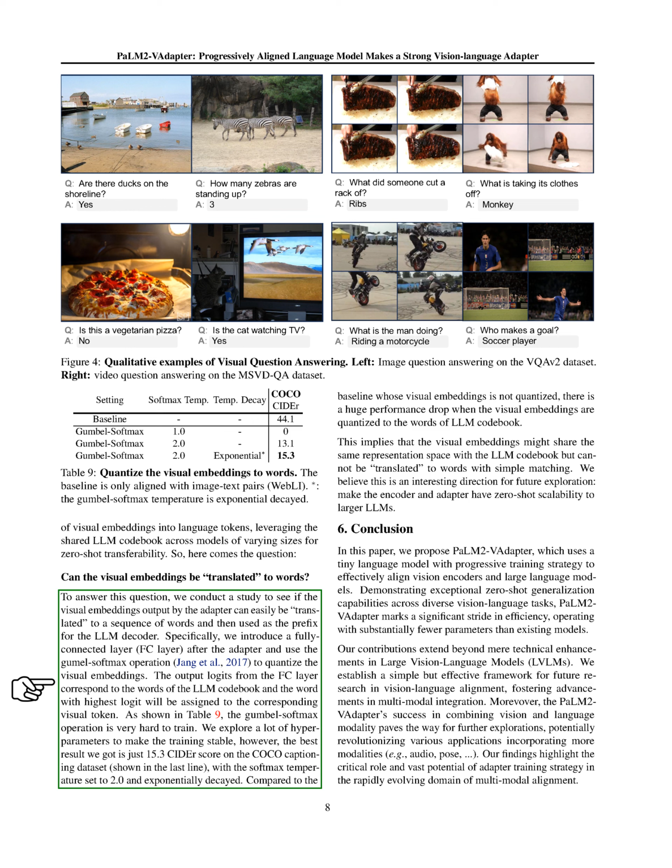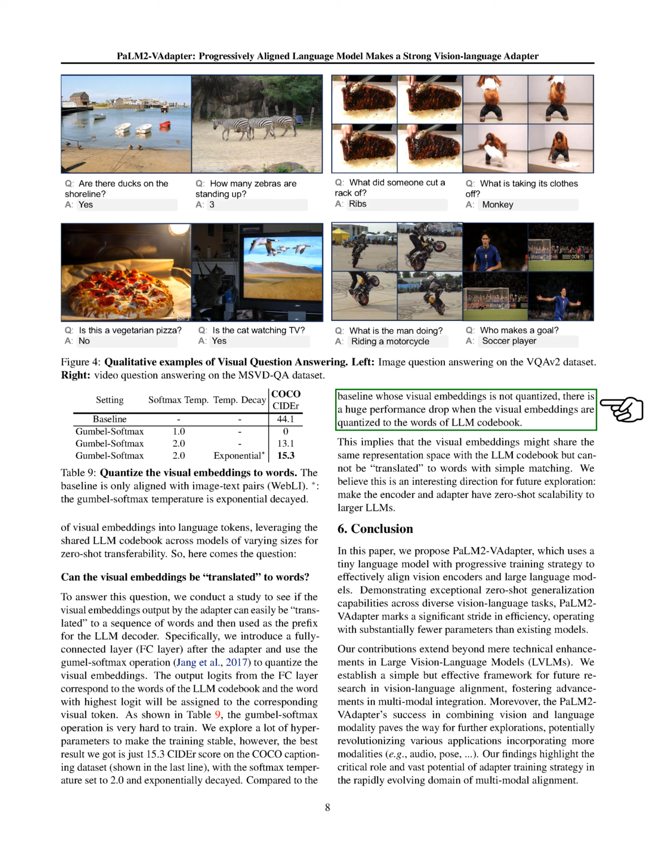The output logits from this layer are matched to words in the LLM codebook, with the highest logit determining the corresponding visual token. Our results, however, indicate that training the Gumbel softmax operation is quite challenging. Despite extensive experimentation with hyperparameters to stabilize training, the best outcome we achieved was a 15.3 CIDEr score on the COCO captioning dataset, with a softmax temperature set at 2.0 and subject to exponential decay. This represents a significant drop in performance compared to the baseline where visual embeddings are not quantized.